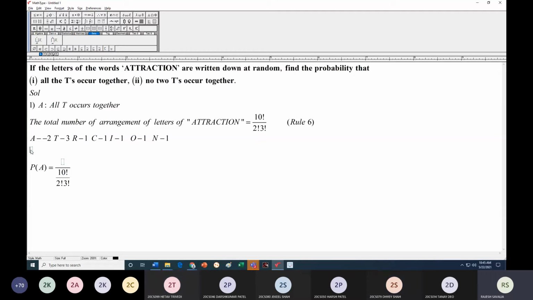Now we are going to do the calculation for the numerator. So what is the numerator? The numerator says all T's occur together. Any doubt?